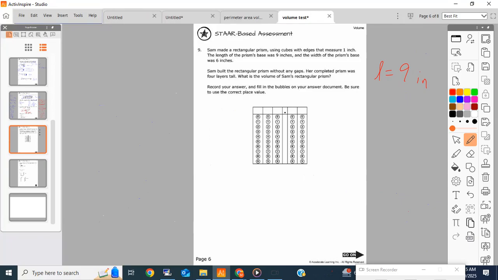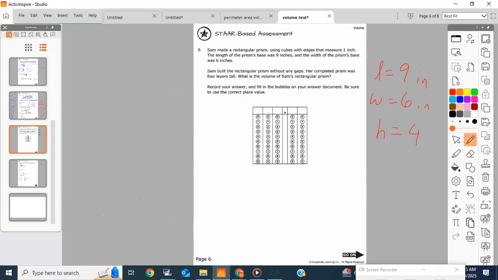And the width of the prism's base was 6 inches. So width equals 6 inches. Sam built a rectangular prism without any gaps. Her completed prism was 4 layers. 4 layers. So that is telling us our height. What is the volume of the prism?